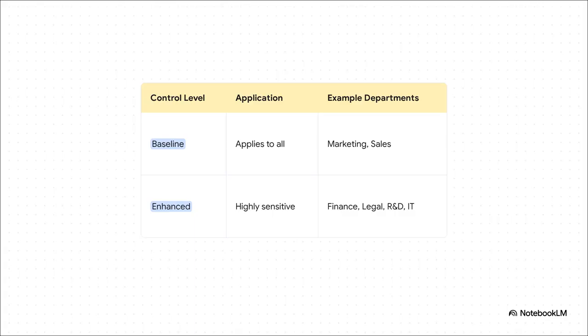Now, this slide shows a really clever way to apply those policies, a tiered control framework. It's not about a one-size-fits-all lockdown. You establish a solid baseline of security for everybody, like marketing and sales. But for the high-risk departments, the ones handling your crown jewels like finance or R&D, you layer on enhanced, much stricter controls. It's about being strategic and putting your biggest walls around your biggest treasures.